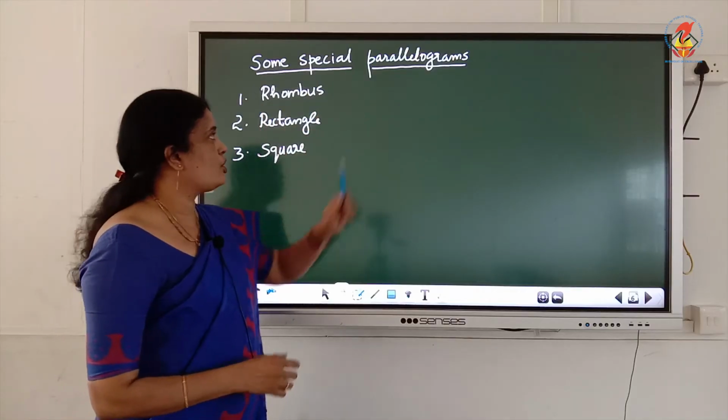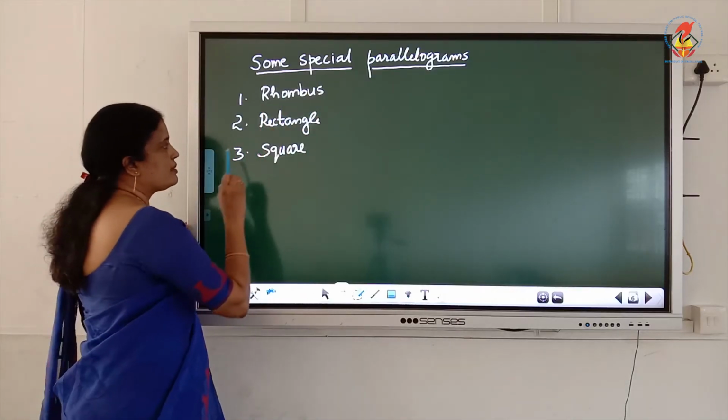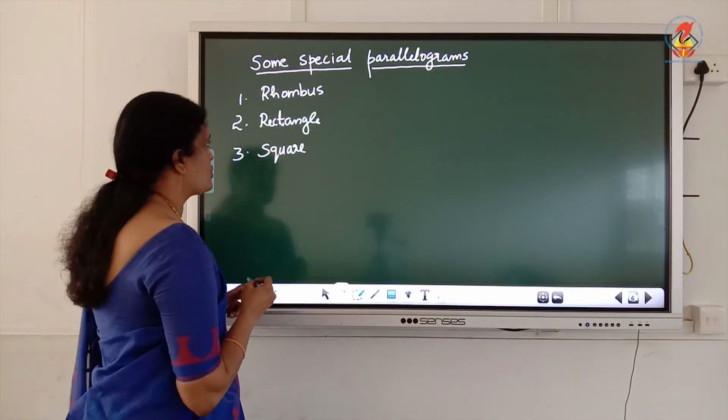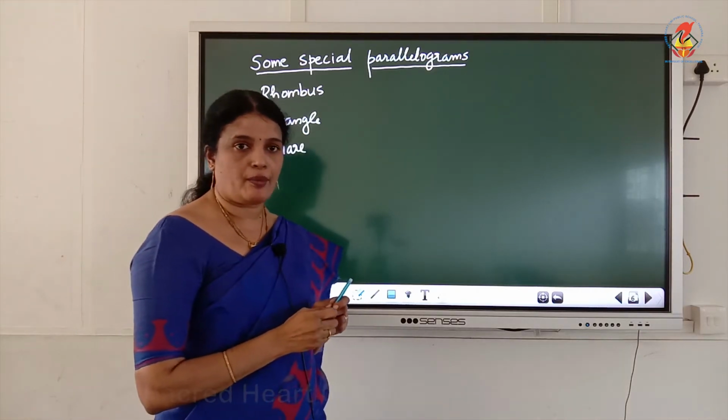Some special parallelograms. First one rhombus, second one rectangle, third one square. What is a rhombus? What type of parallelograms are called rhombus?